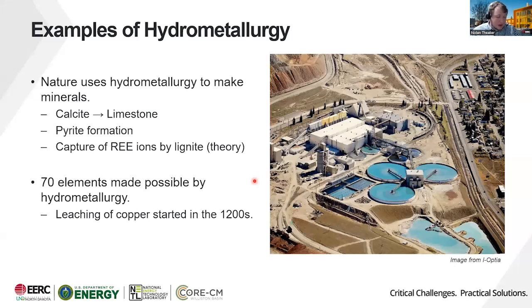And to tell you once again how powerful hydrometallurgy is, pretty much every element in the periodic table is extracted and separated using some form of hydrometallurgy. There's very few that aren't. Typically the ones that aren't are gases like neon. And leaching of copper is one of the first really in-depth hydrometallurgy pieces, which happened in the 1200s. This is very old technology still.